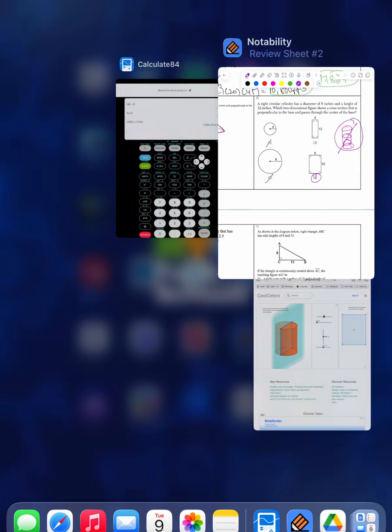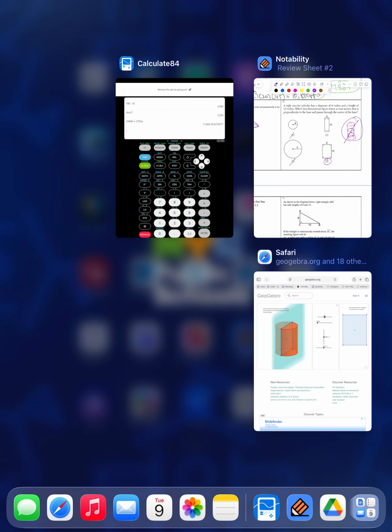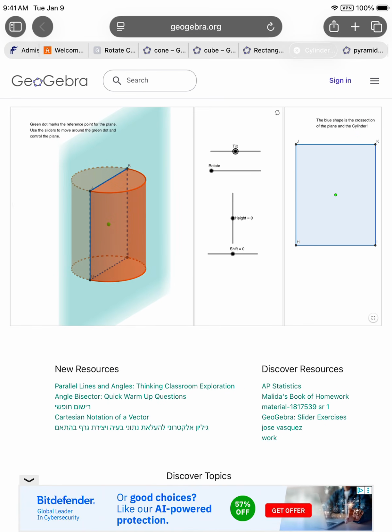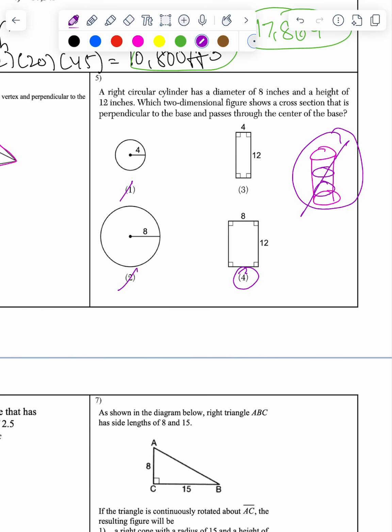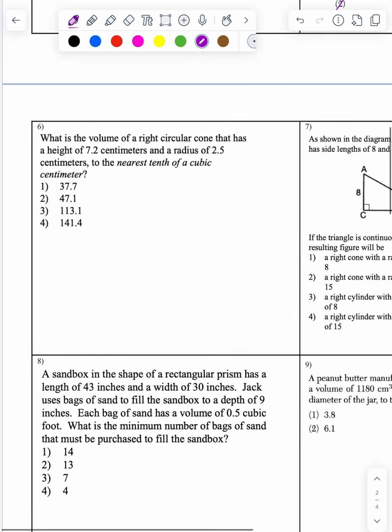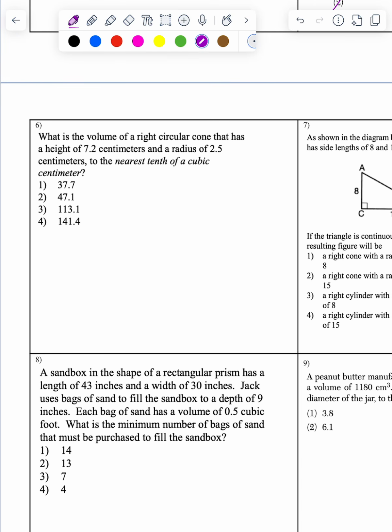But once again, the diameter of the original cylinder was 8. And take a look here, when we're slicing it vertically, it spans the entire diameter. So that's one that's a little bit hard to visualize. So it helps to see it with a visualization tool like the one I just showed you guys on GeoGebra.